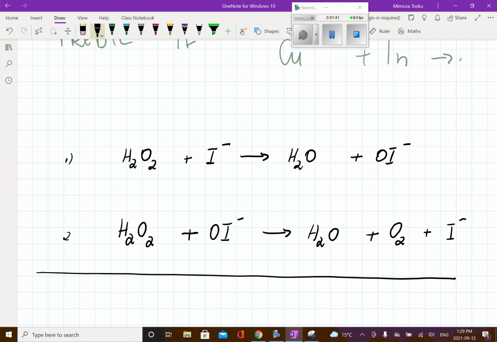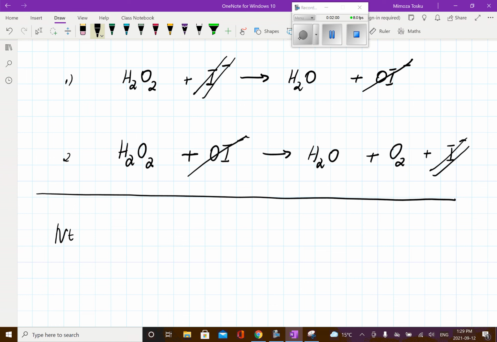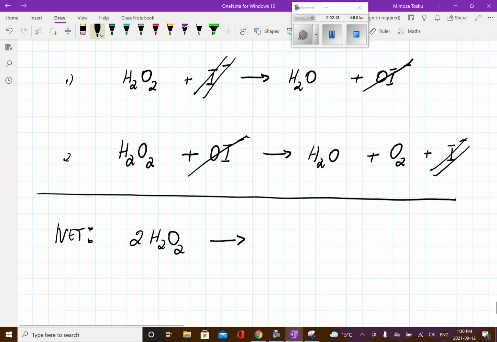If we add those two together, we will see that the iodide and OI minus are cancelled out on both sides of the reaction. Now let's do the net reaction. The net reaction will be 2 hydrogen peroxide decomposed into 2 water and oxygen.